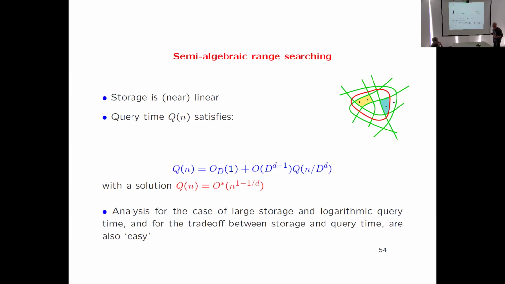And again, algebraic geometry tells you that the number of cells that the boundary of such a range will cross is only D to the d minus 1 instead of D to the d. And each of them has n over D to the d points. So you get such a recurrence for the query time which solves to this bound, which is the same bound that we learned very quickly for half space range search.